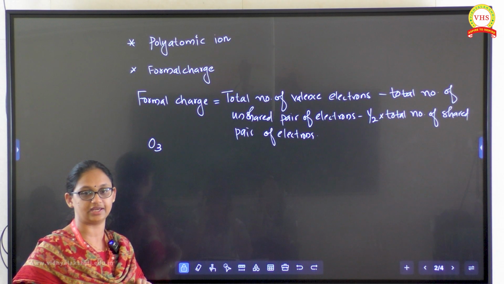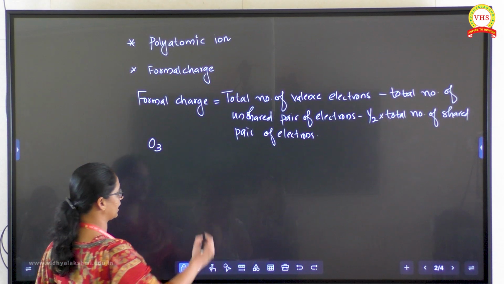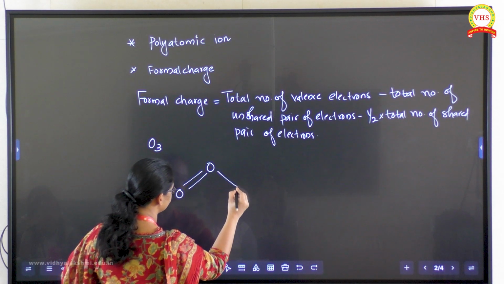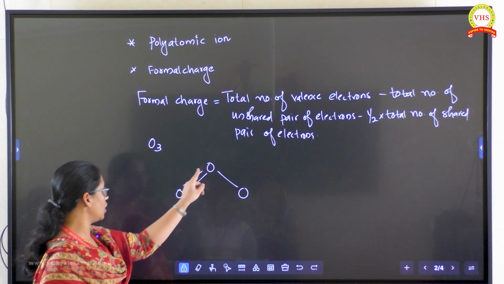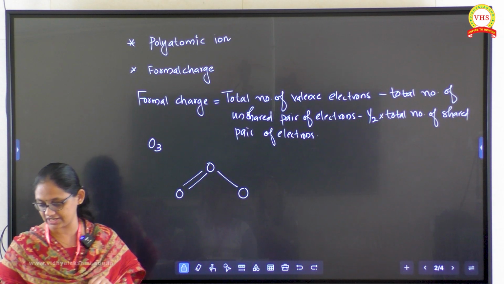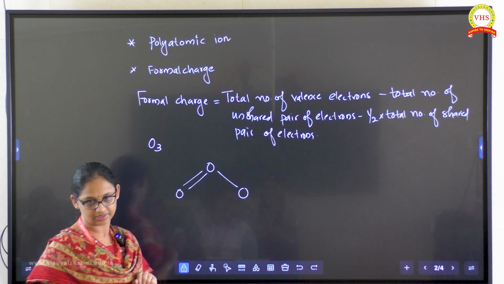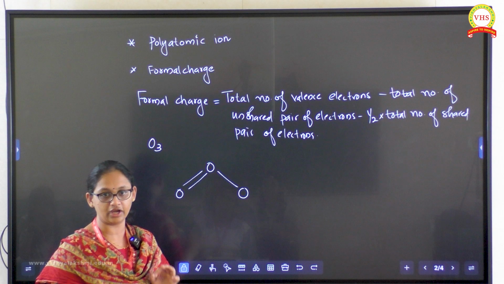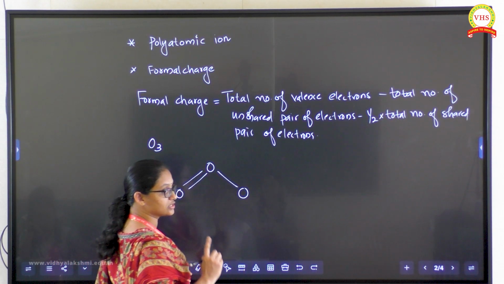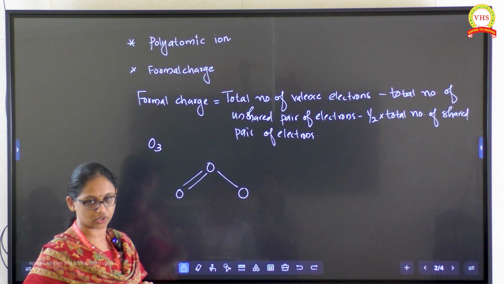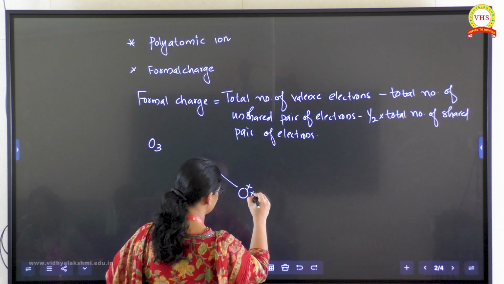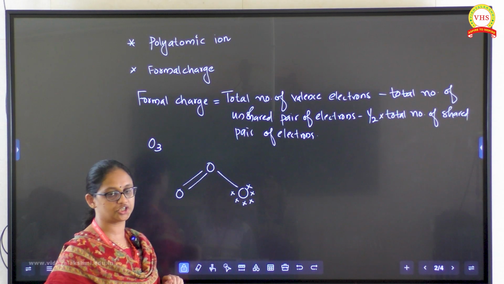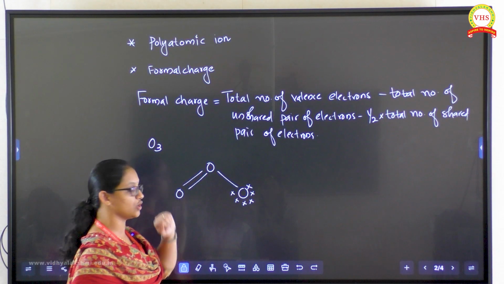How many oxygen atoms are there? Three oxygen atoms. The Lewis structure of the ozone molecule is this: one oxygen making a double bond with the middle oxygen and a single bond with the other oxygen. This single bonded oxygen is not using any electron for covalent bond formation. You know that oxygen's outermost shell has 6 electrons, so here it is 1, 2, 3, 4, 5, 6.